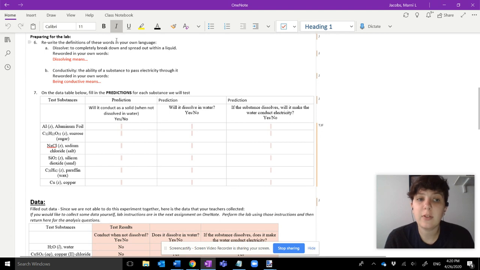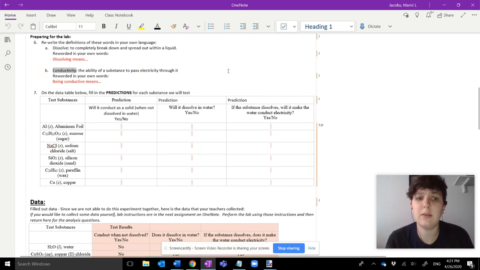In preparing for the lab, we want to talk about 2 words, what it means to dissolve and what it means to conduct. To dissolve means for something to completely break down and spread out into a liquid. I like to drink tea every morning. I put some sugar in my tea and I stir it around. I can't see the sugar anymore. And that to me means that the sugar has dissolved into my tea water.